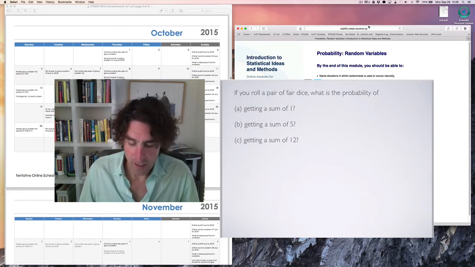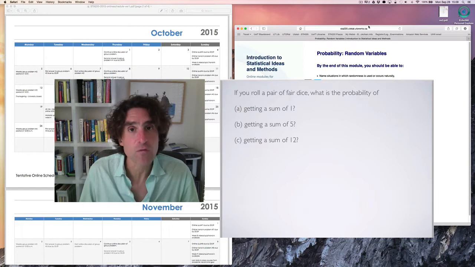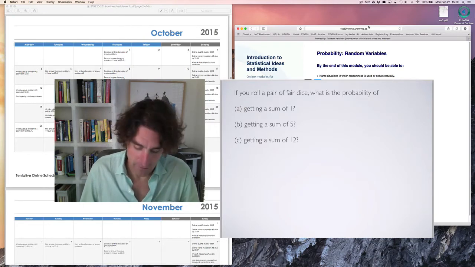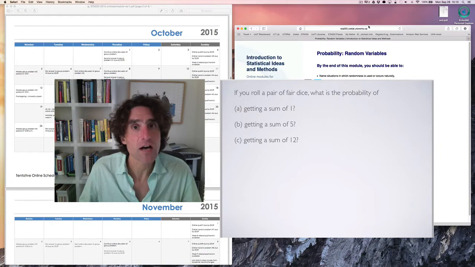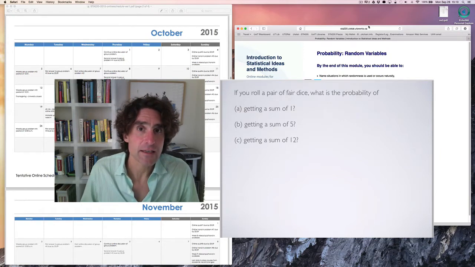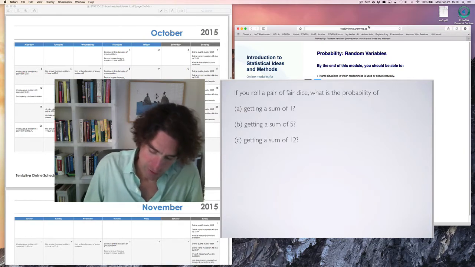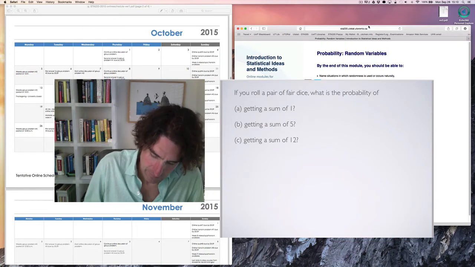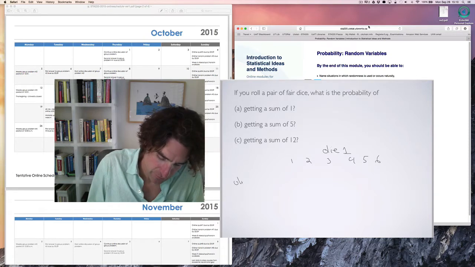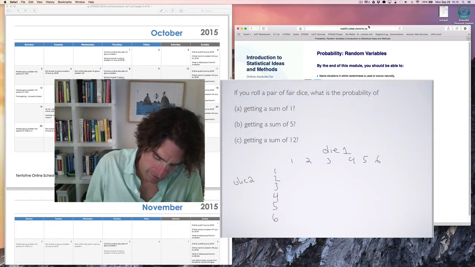If you roll a pair of fair dice, what is the probability of getting a sum of 1, getting a sum of 5, or getting a sum of 12? Okay, so how can we solve this problem? Well, first of all, we need to know what all the possibilities are for rolling 2 dice. So we can list the possibilities here. For die 1, we can have the numbers 1, 2, 3, 4, 5, 6. And for die 2, we can have 1, 2, 3, 4, 5, 6.